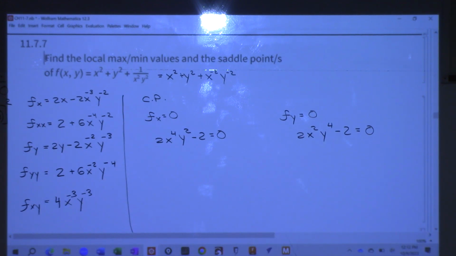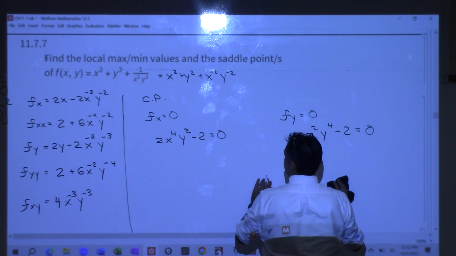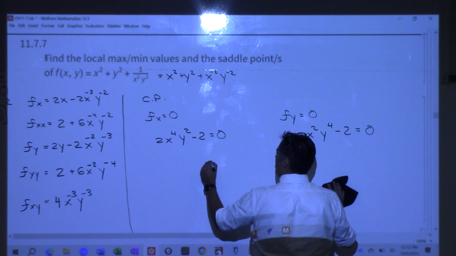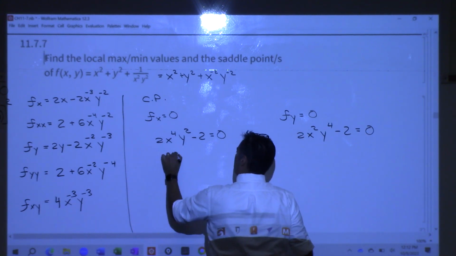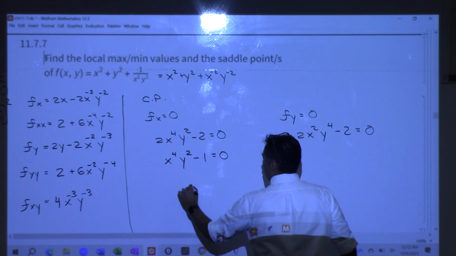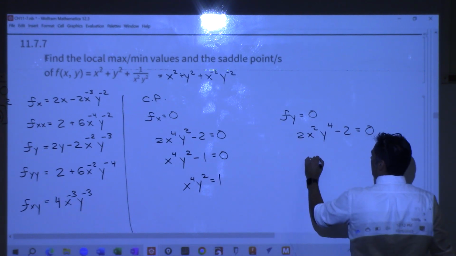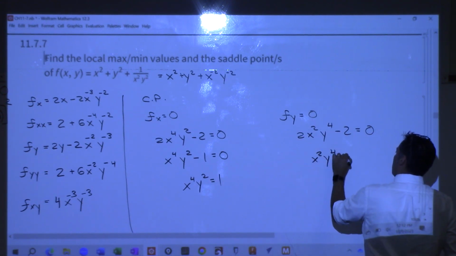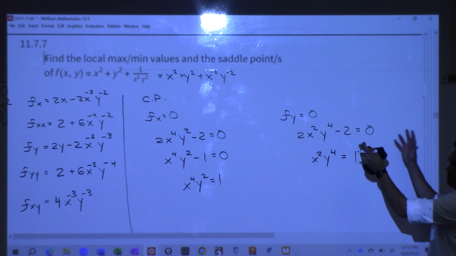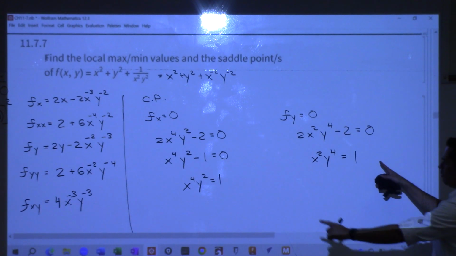If I set them equal, won't the 2's go away? Okay, so let's divide by 2. x to the 4th y squared minus 1 equals 0, or you could say x to the 4th y squared equals 1, right? And then here you could say x squared y to the 4th equals 1. Same thing, divide by 2. And if they're both equal to 1, they're equal to each other, right?